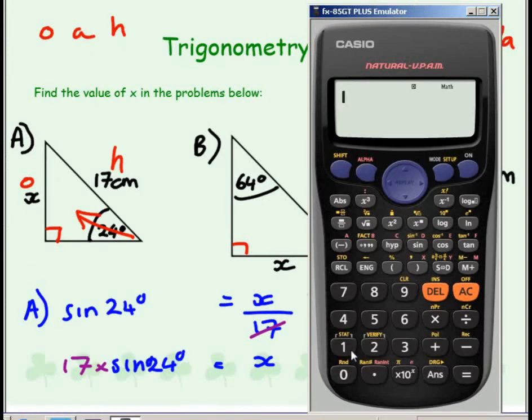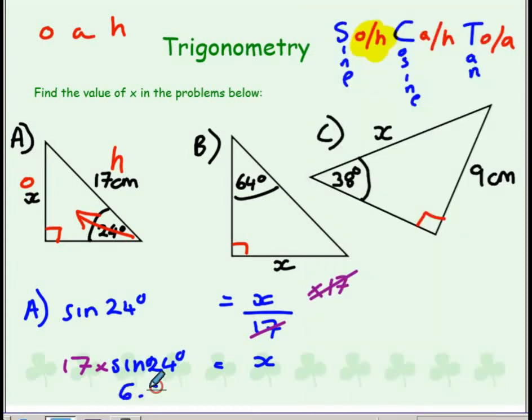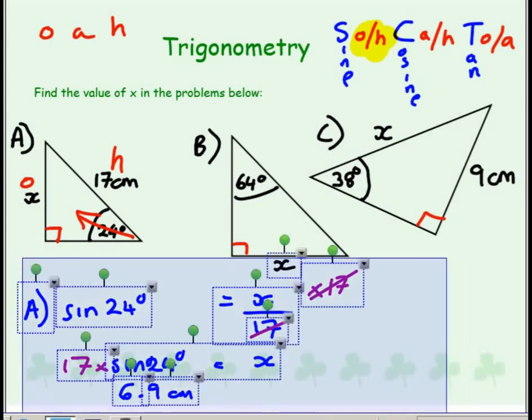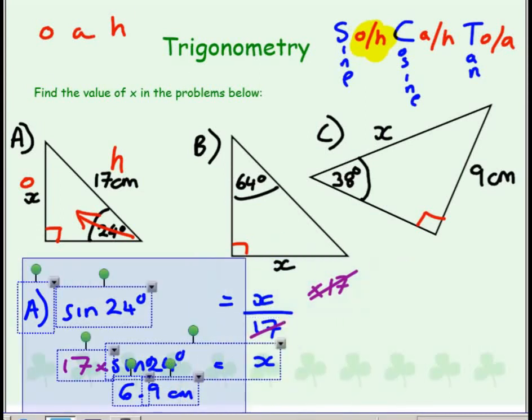and type in 17 times sine 24, close the brackets, always good practice. And there you go, 6.91, and so on. I'm going to round that to one decimal place, so it becomes 6.9, and check what units I'm working in. The units we're working in are centimetres. Okay, let's go through that again.